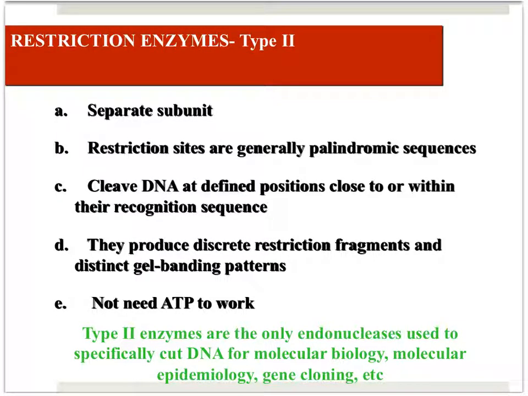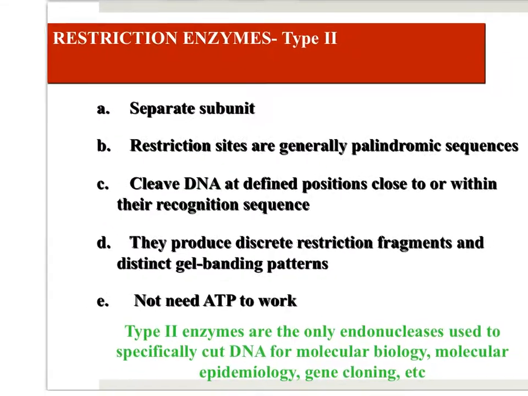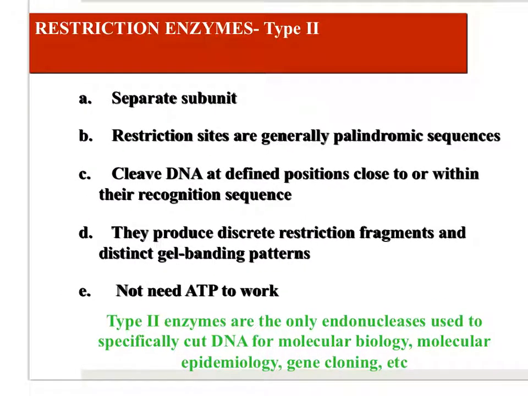So again, as I say, there are different types, but the useful one is type 2, so I'm jumping into restriction enzyme type 2. What are their characteristics? They have separate subunits, but the key important restriction sites, typically, I already said that, are palindromic, with cleavage at a defined position, and they create these discrete restriction fragments. So they are very useful for targeted restriction digestion purposes, for various purposes.